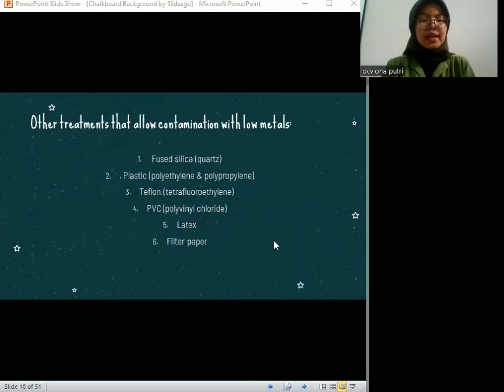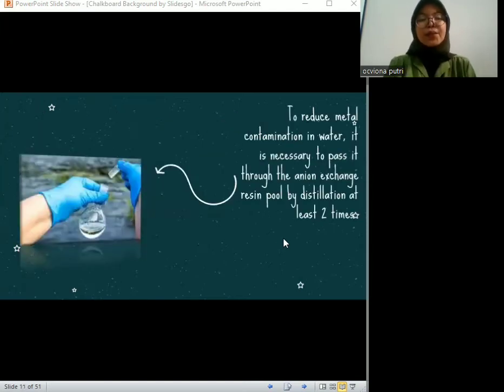Other materials that allow contamination with low metals are, first, silicates or fluids; second, plastic, polyethylene or polypropylene; third, Teflon or tetrafluoroethylene; fourth, PVC or polyvinyl chloride, from fibers in latex; and the last is filter paper. To reduce metal contamination in water, it is necessary to pass it through an anion exchange resin, followed by distillation at least 2 times.